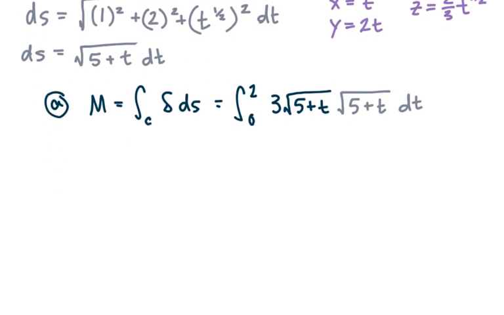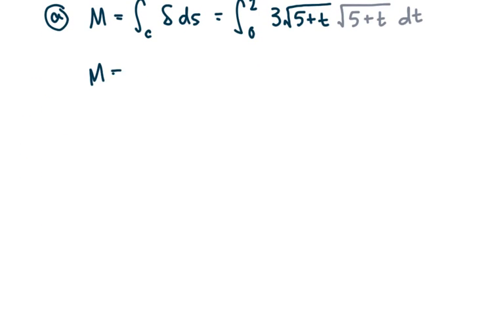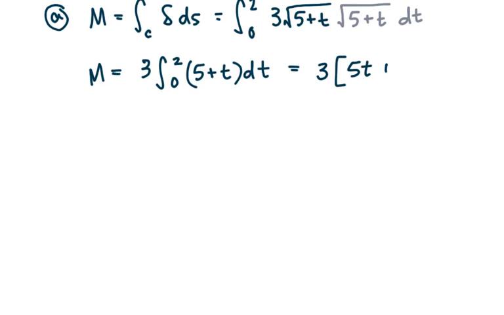And of course, this is going to be pretty easy for us to integrate. I'm going to find that my mass is 3 times the integral from 0 to 2. Root of 5 plus t times itself is just going to be 5 plus t dt, which is 3 times 5t plus 1/2 t squared, evaluated from 0 to 2. Simplifying that, we get 36 represents our mass.